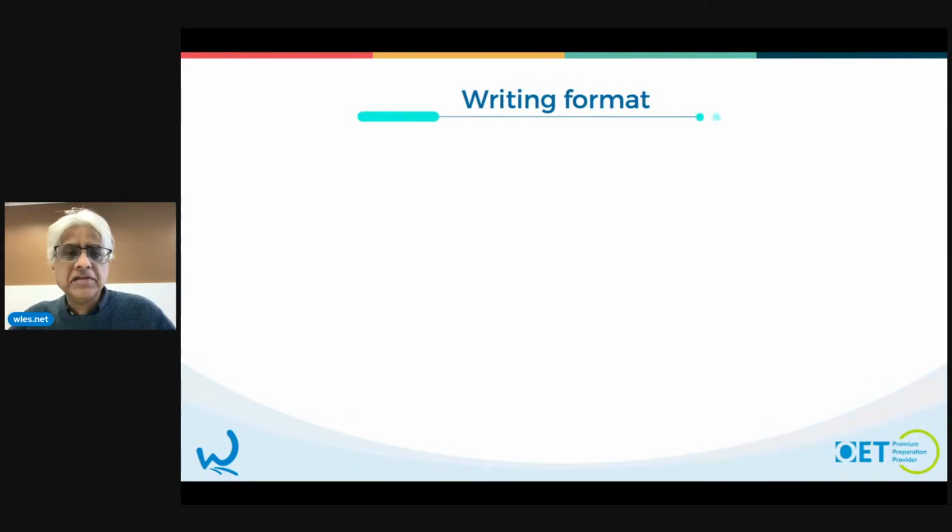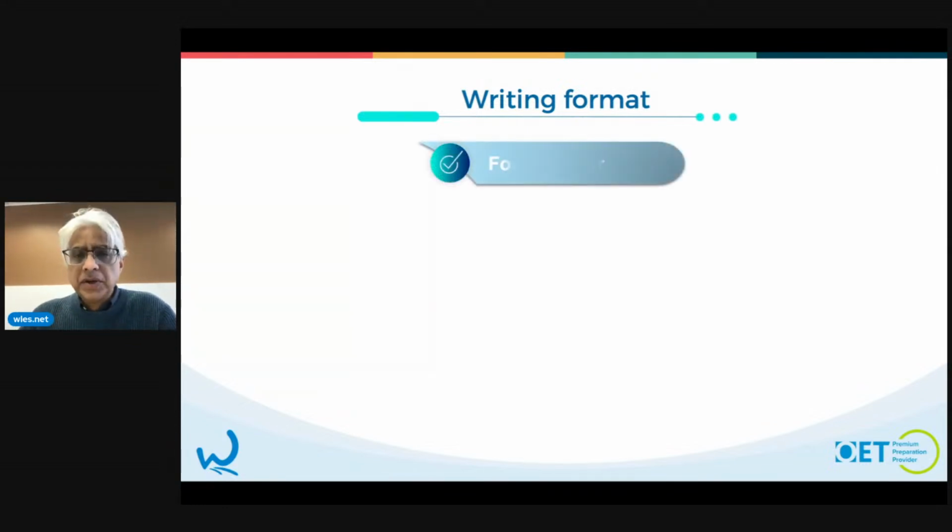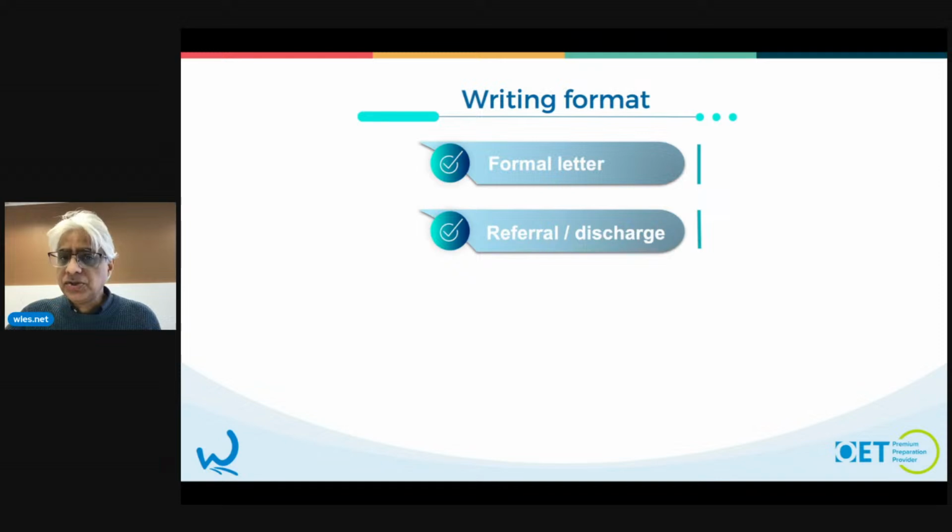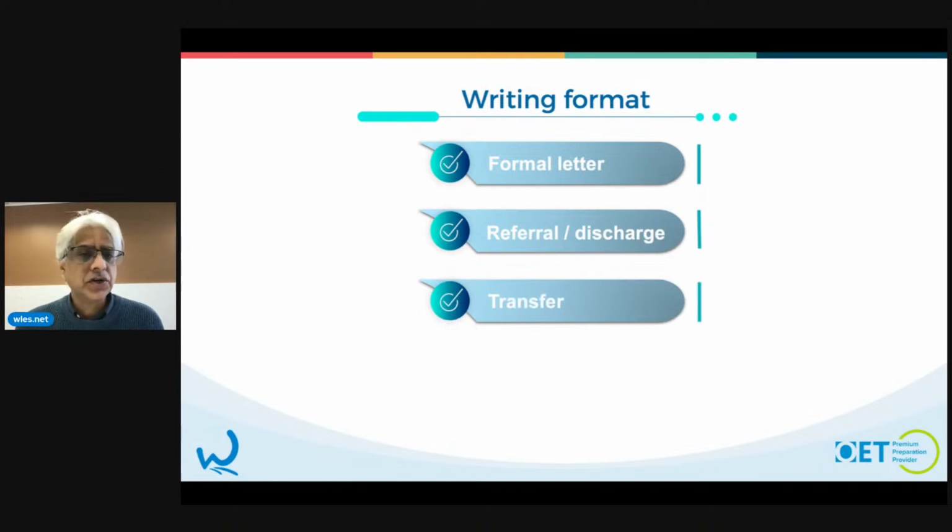Just a quick look at the writing format. I know a lot of you will be familiar with this, but for some of you it will be new, so we'll go through it fairly quickly. You're going to be writing a formal letter. It's quite an academic style piece of writing. Common types of letters are referral and discharge, but you might also end up writing a letter of transfer as well. Before you take your exam, it's really worth practicing these three types of letters: referral, discharge, and transfer.